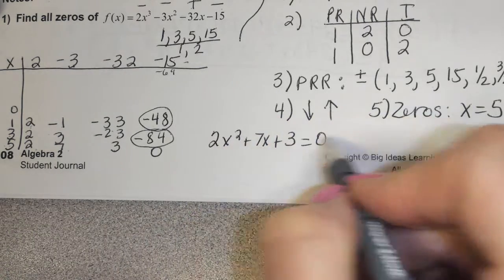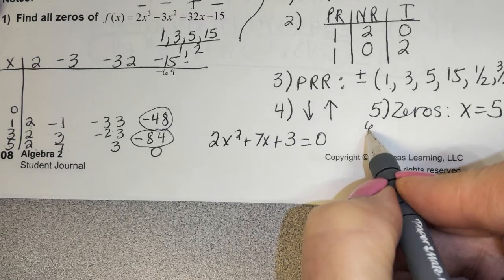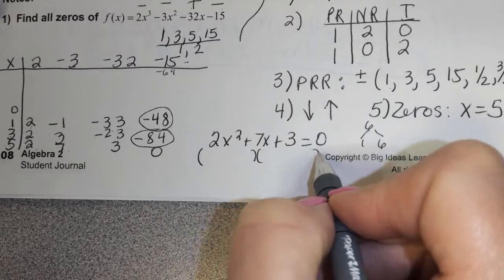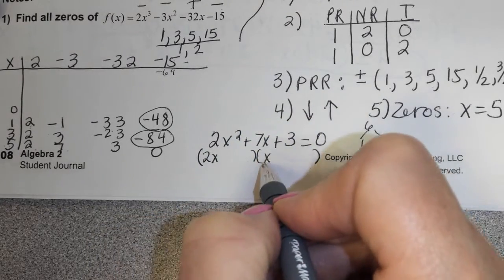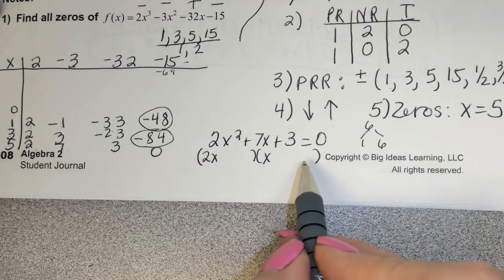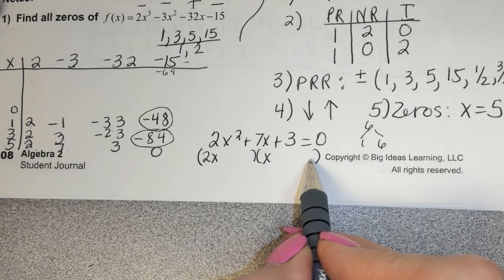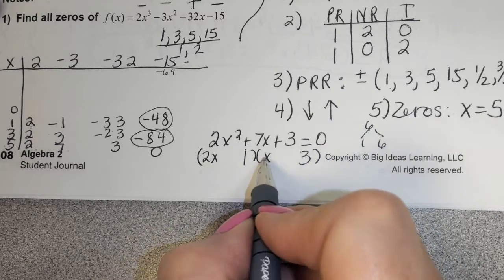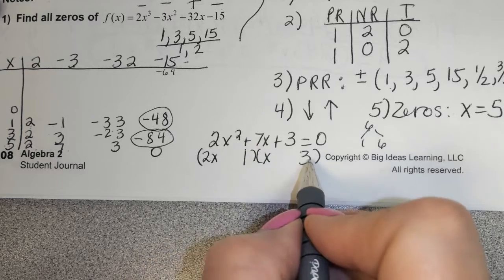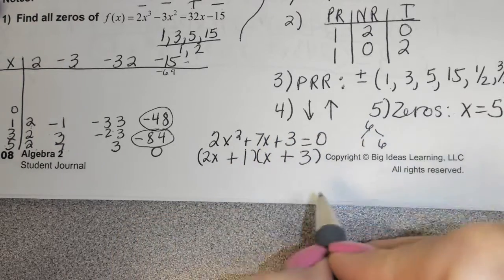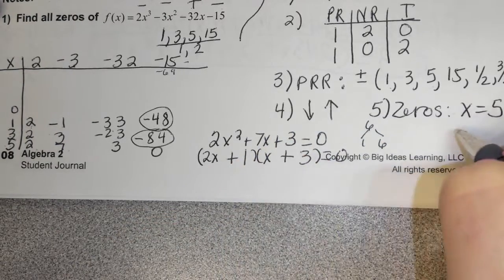I multiply 2 times 3 and I get 6. Are there numbers that multiply to be 6 and add to be 7? 1 and 6. So I'm going to set up my double parentheses. I get a 2x and an x. If I have to get a 6x and a 1x, what am I going to put here to get the 6 that I need? And what am I going to put here? And now let's check. 2x squared, 6x and 1x and 3. So that's good. What about the signs? Plus, plus. And so do you know what our other zeros would be?